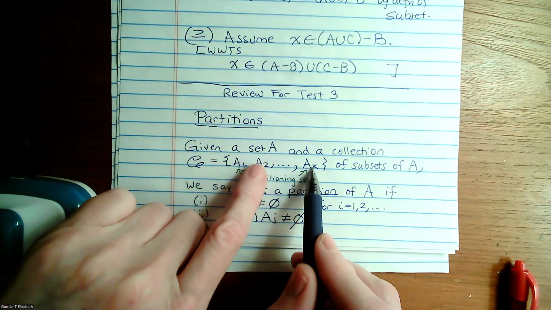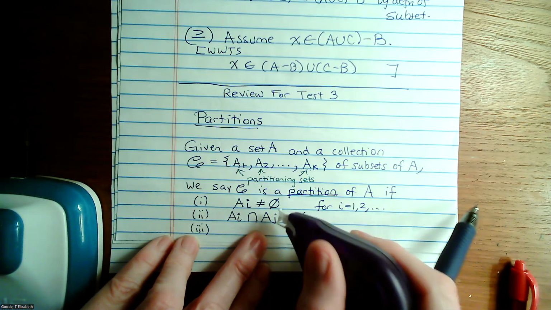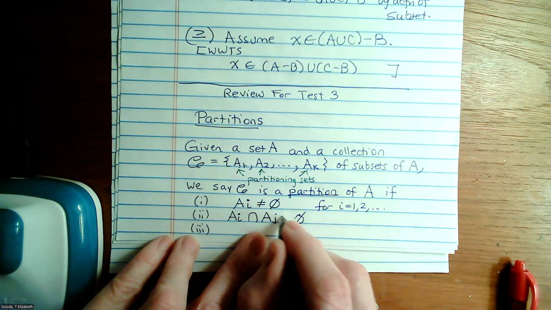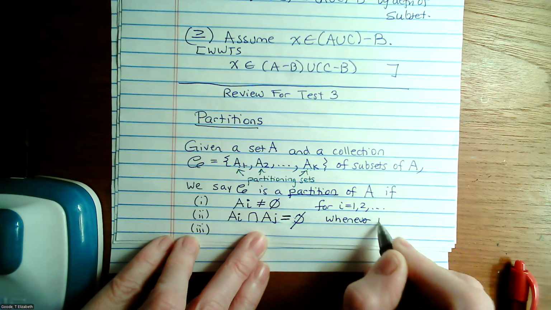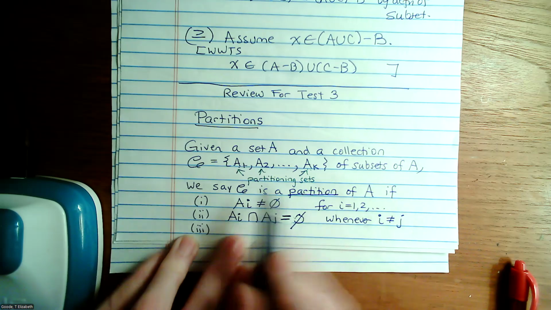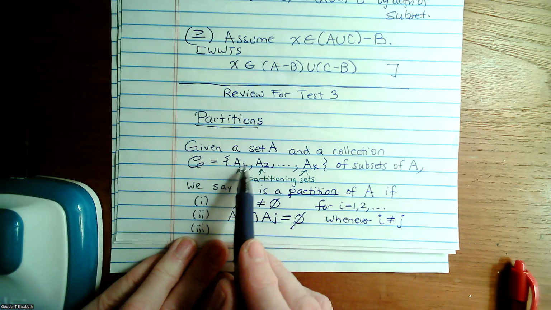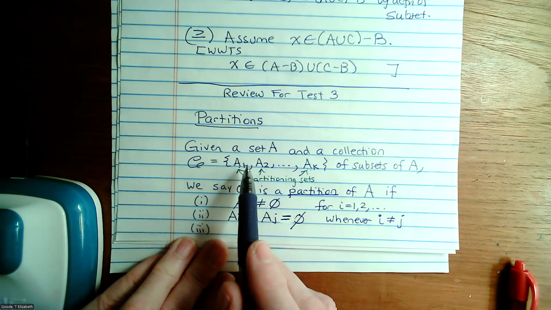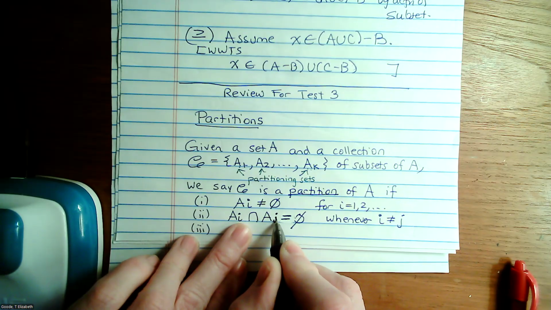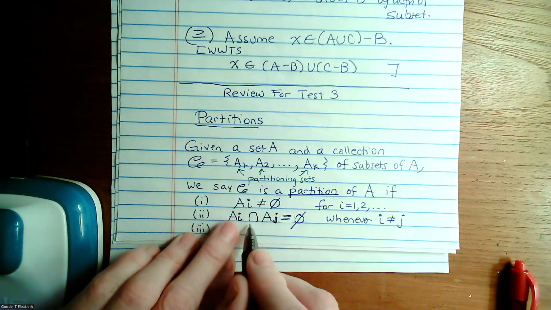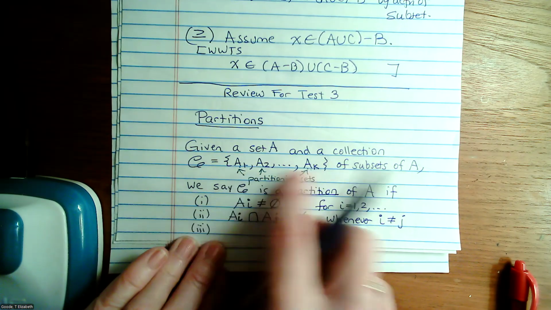Any two of them, if you take any two of them and look at their intersection, that should be empty. Sorry, it should be empty. Did I say not empty? It needs to be empty. And that's whenever i is not the same as j. Now, if you take A1 intersect A1, that better not be empty because A1 is not supposed to be empty. But if you take any two different sets, and we indicate that by giving them different indexing numbers, i and j, their intersection should be empty. None of these should have any elements in common with any of the other sets.